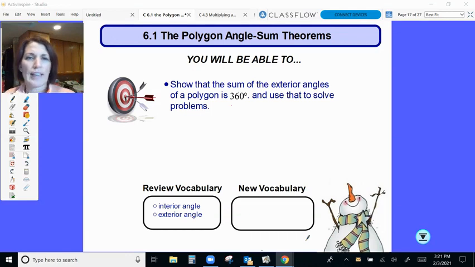Everybody, welcome back to 6.1 day 2. The other day we looked at the sum of the interior angles of a polygon. Today we're going to be looking at the sum of the exterior angles of a polygon.